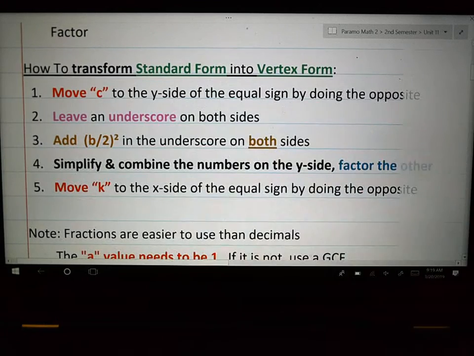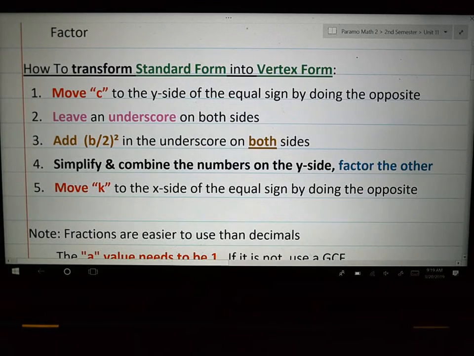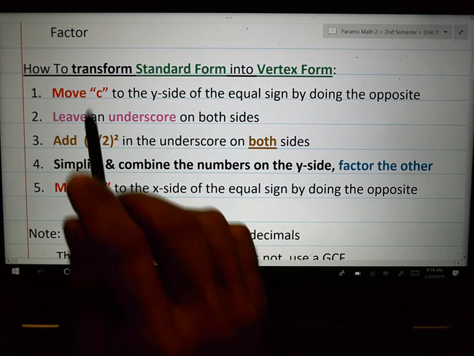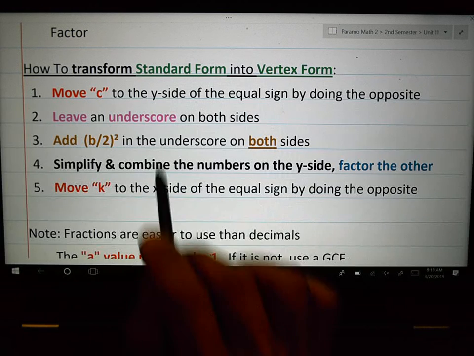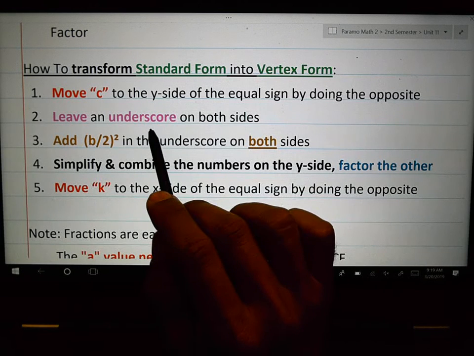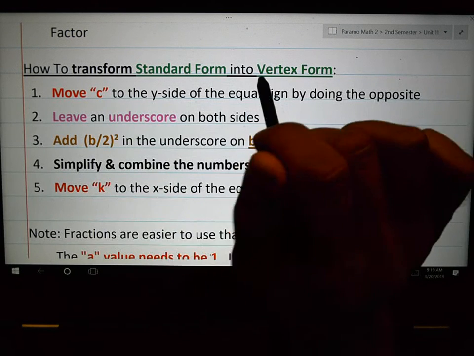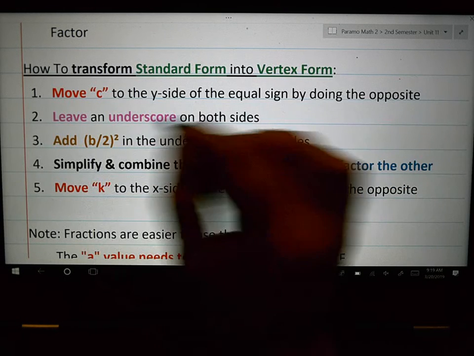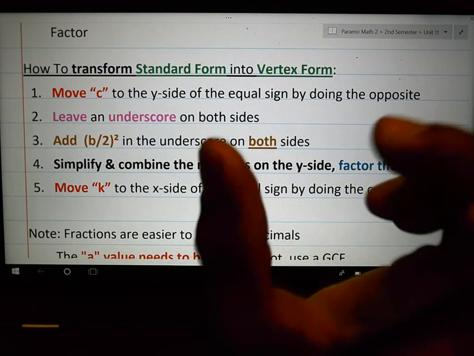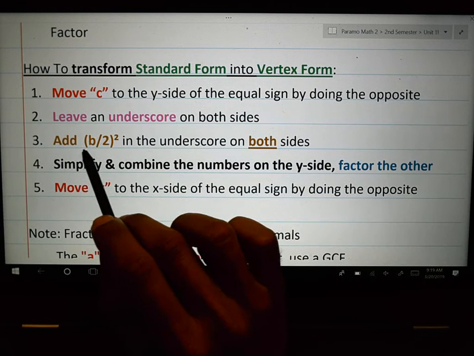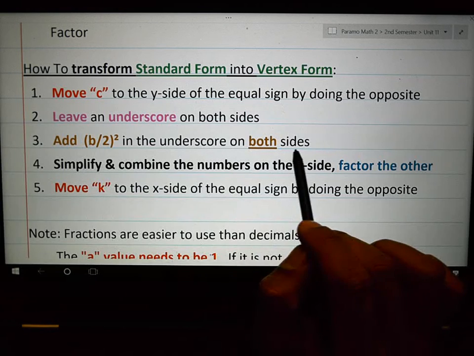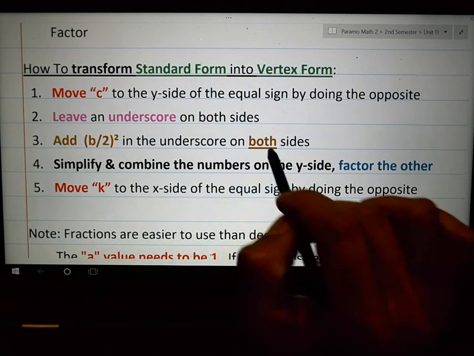How are we going to transform things from standard form into vertex form? We're going to move C to the other side of the equal sign by doing the opposite. We're going to leave an underscore. That means like a blank space with a line. An underscore is just a line at the bottom of something that you put above it on both sides. We're going to add half of b squared in the underscore on both sides. Whatever we do on one side, we do to the other.